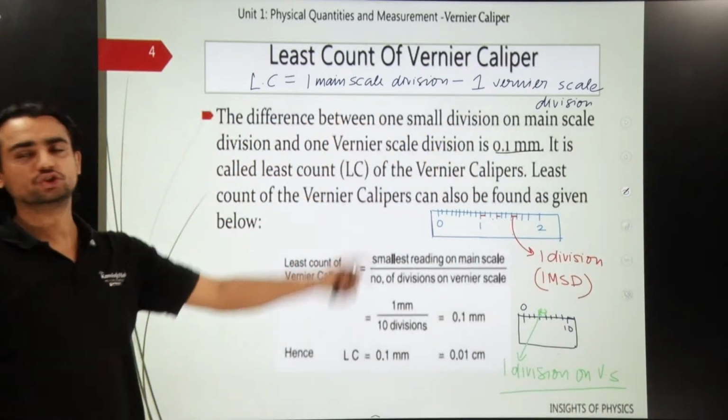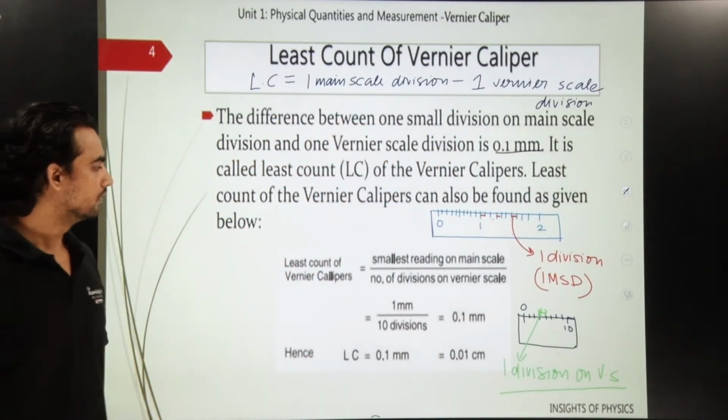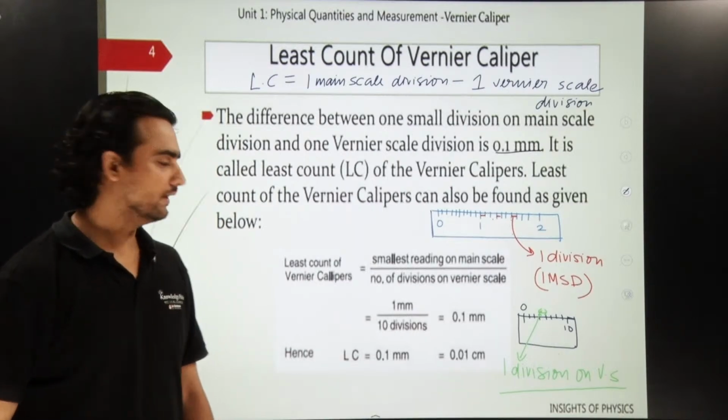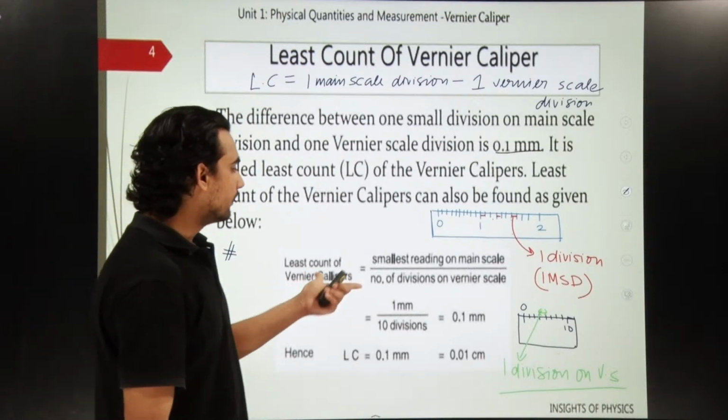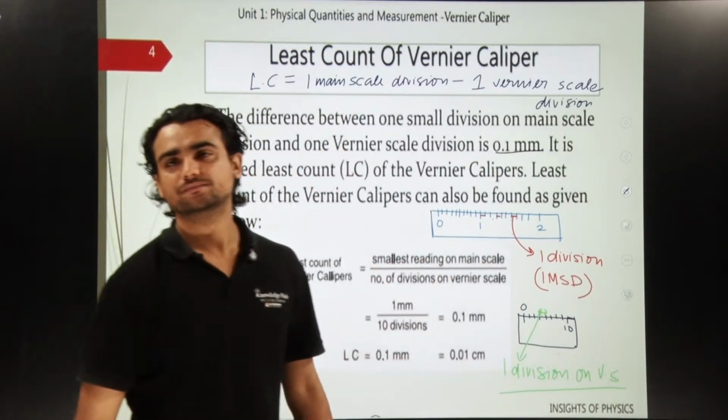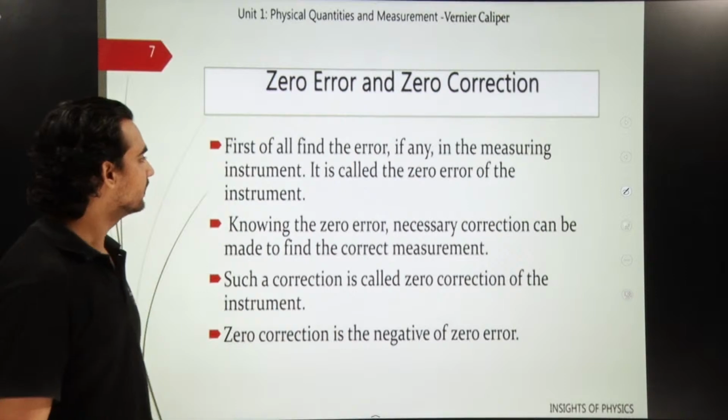Okay, so this is the formula which you should remember. Now, there is one more formula, and that formula is least count of Vernier equals smallest reading on main scale upon total number of divisions on Vernier scale. Let's first look at the main scale and the Vernier scale.